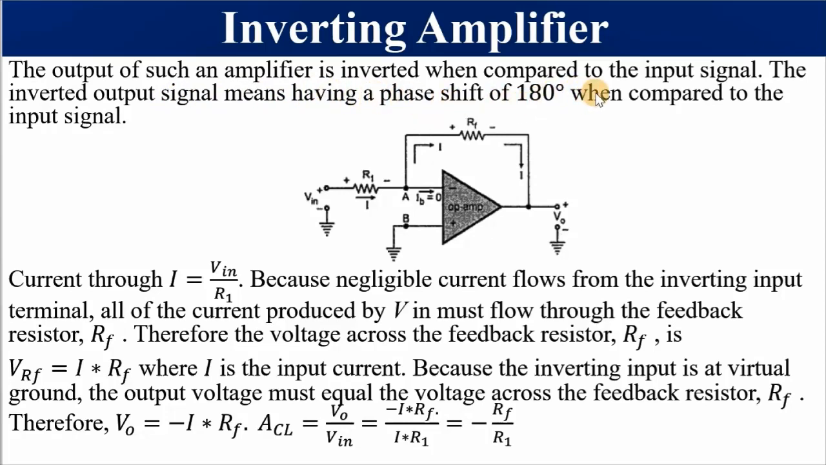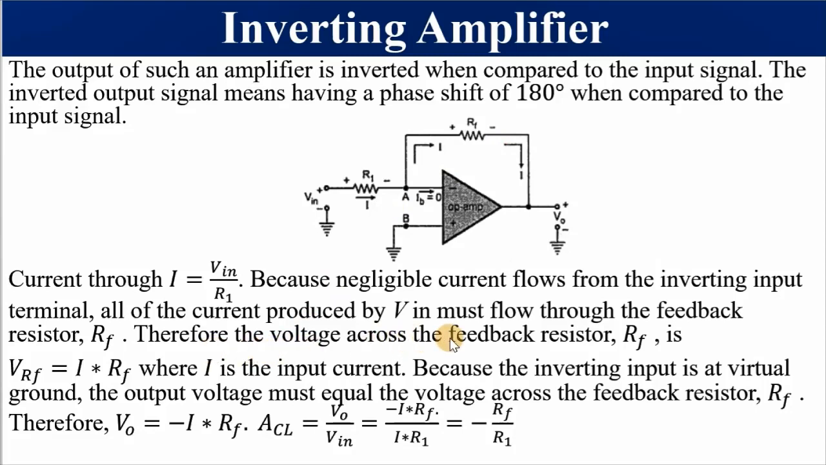You remember common emitter and also common source. Let's calculate the current through R1. This is input voltage Vin divided by R1. Because negligible current flows into the non-inverting input terminal, all of the current produced by Vin must flow through the feedback resistor Rf.